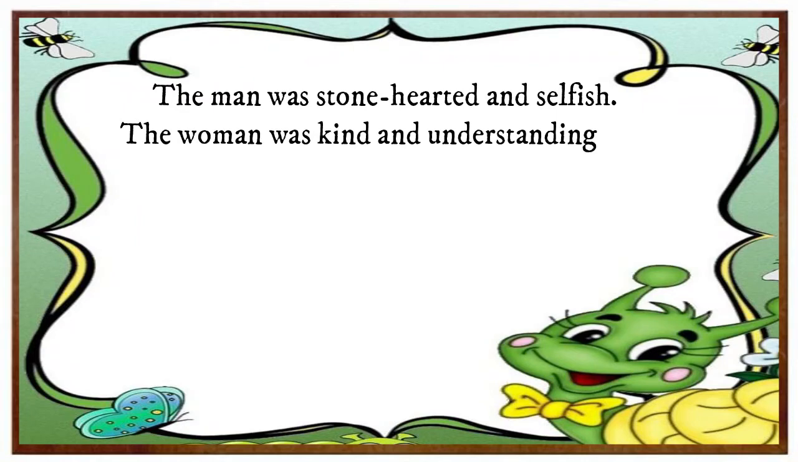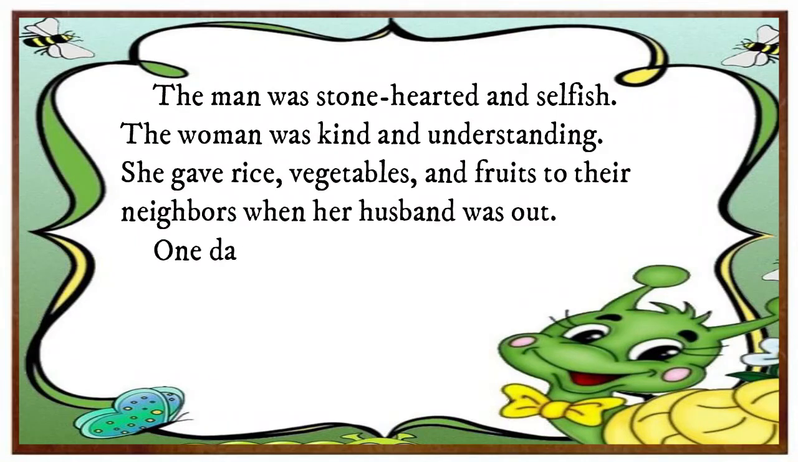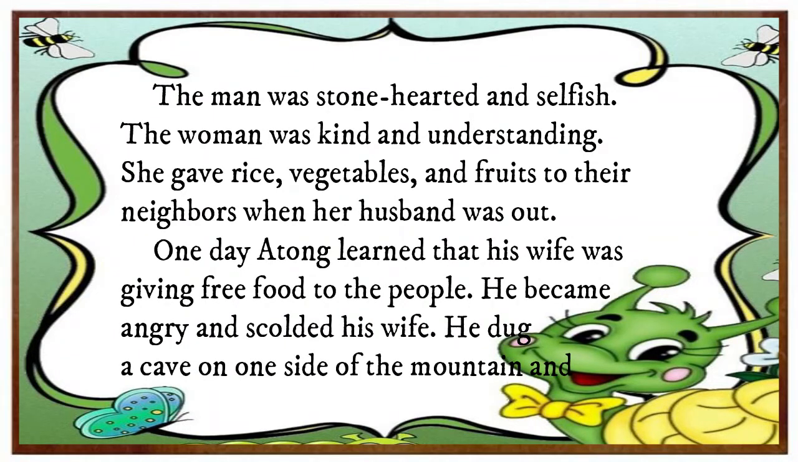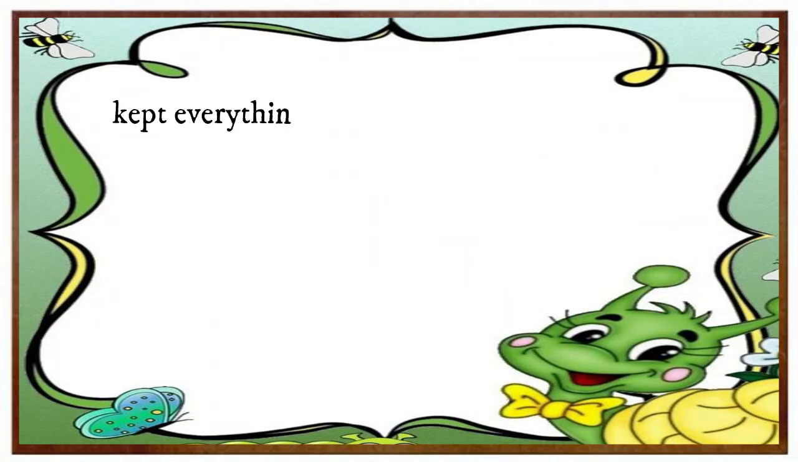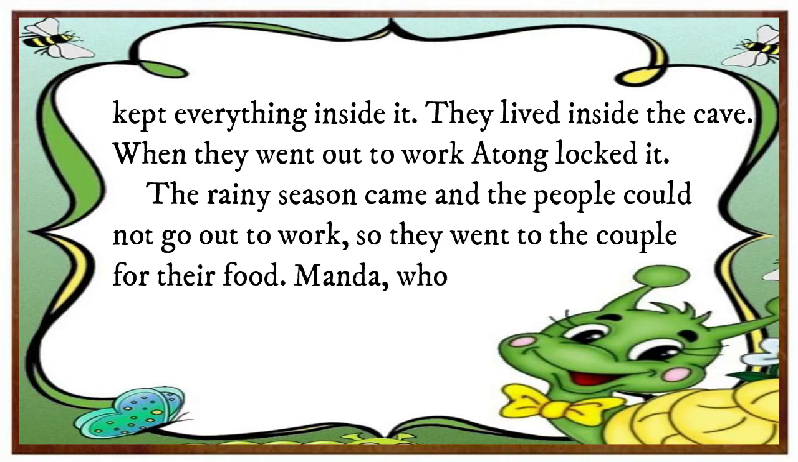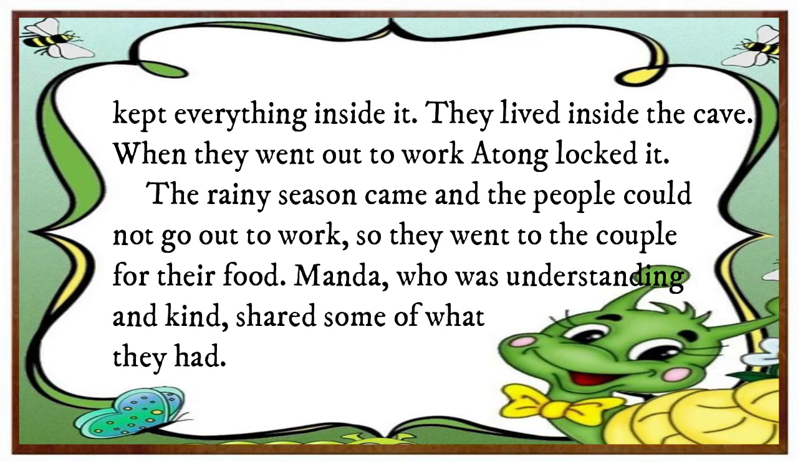The man was stone-hearted and selfish. The woman was kind and understanding. She gave rice, vegetables, and fruits to their neighbors when her husband was out. One day, Atong learned that his wife was giving free food to the people. He became angry and scolded his wife. He dug a cave on one side of the mountain and kept everything inside it. They lived inside the cave. When they went out to work, Atong locked it.